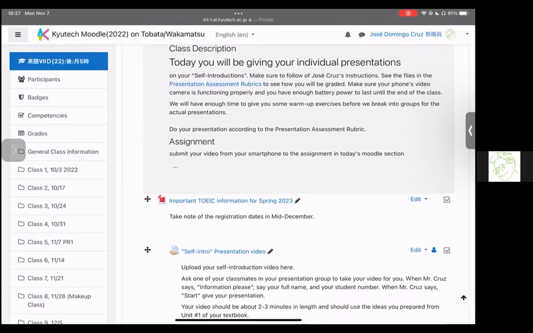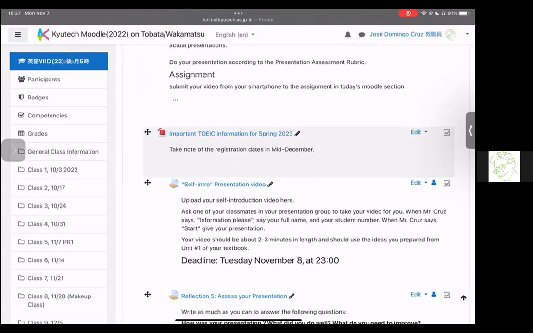Okay, a few things that we'll be doing today. I want you to take note of this important TOEIC information that the university wants to make sure you have. Next year in the springtime, in March, there's a chance for you to do a TOEIC intensive class. To do the TOEIC intensive class, you have to register for that in the middle of December.